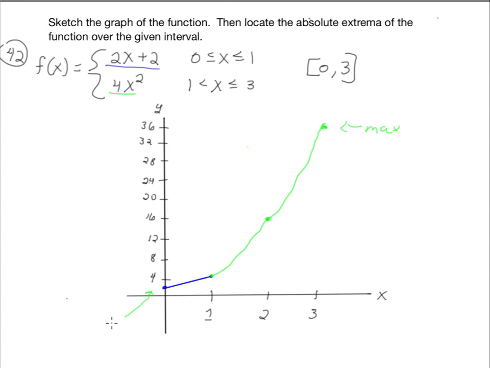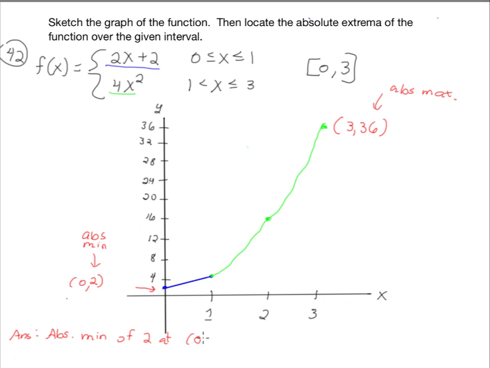So it's very obvious from my graph that I have a max and I have a min. You can see I have a maximum value of 36 at the point (3, 36). And I have a minimum value of 2 that occurs at the point (0, 2). So let's write that as our answer: absolute minimum of 2 at the point (0, 2), and absolute maximum of 36 at the point (3, 36).